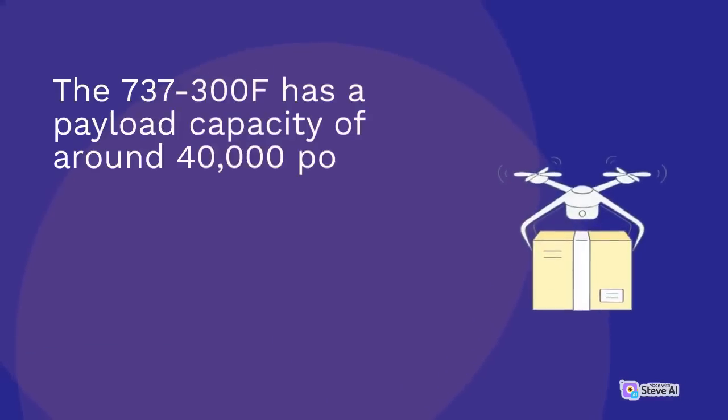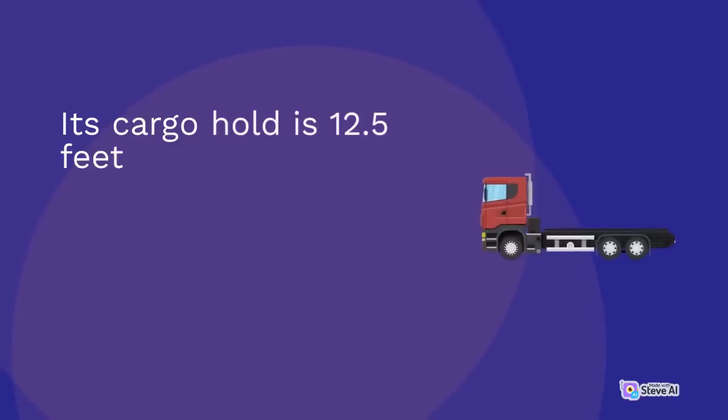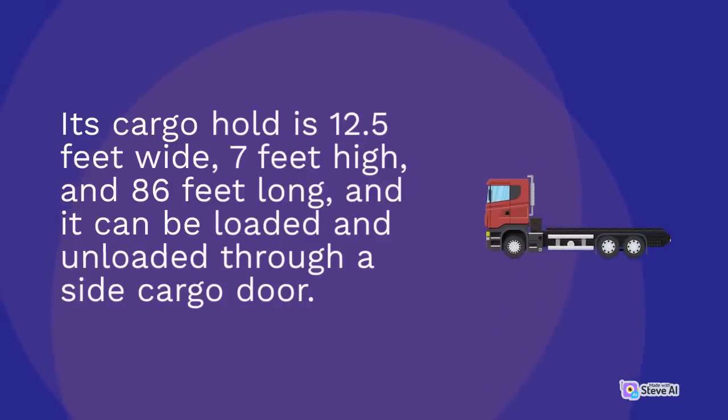The 737-300F has a payload capacity of around 40,000 pounds and can transport a range of cargo, including palletized goods and oversized items. Its cargo hold is 12.5 feet wide, 7 feet high, and 86 feet long, and it can be loaded and unloaded through a side cargo door.